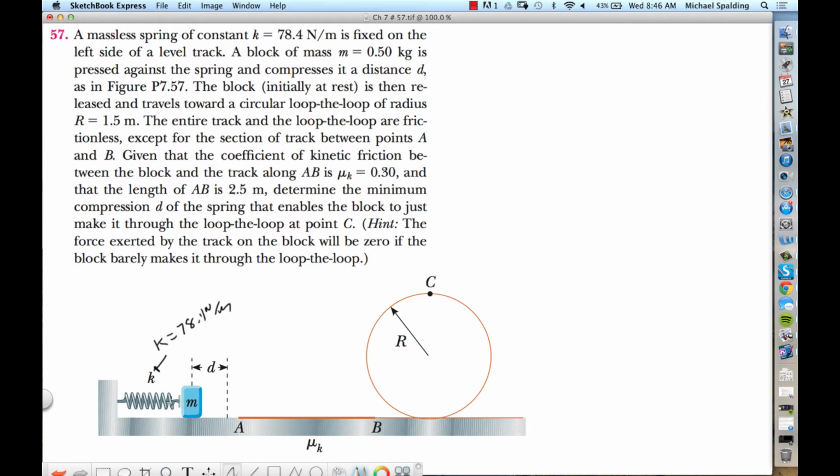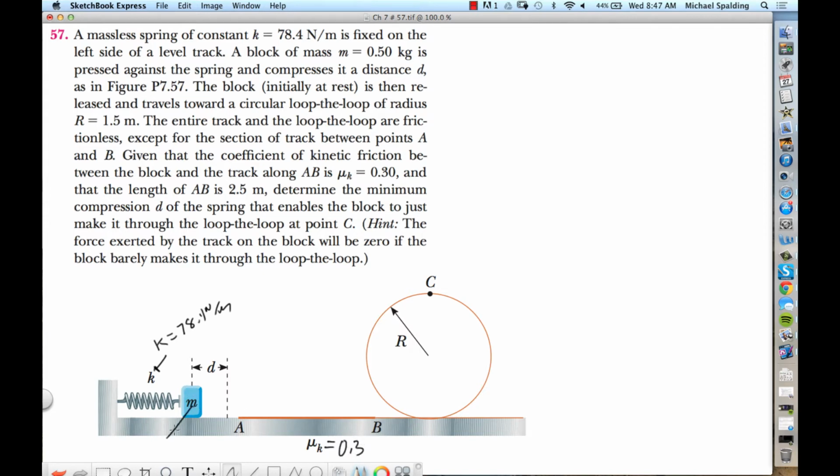The spring is released and it shoots this mass, okay? The mass goes across this horizontal surface and then up through the loop like that, right? Everything is frictionless except, the problem tells us, this region from A to B. There's friction between A and B. Oh, and they give us the coefficient of friction. The coefficient of friction is 0.3.